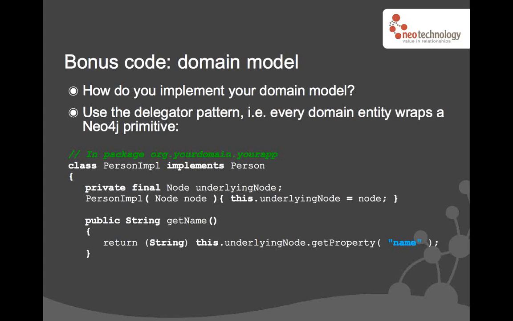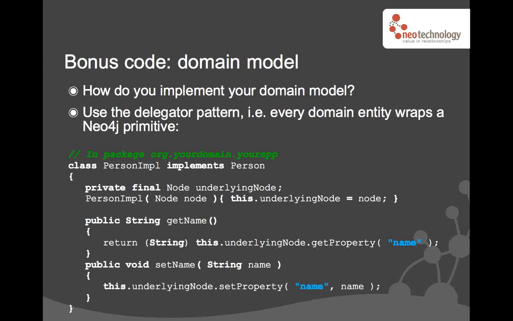this.name if this was using Hibernate. Instead, it actually delegates to the underlying node, and it gets the property called name out of that. It casts it to a string and passes it out of the person implementation. And setName works the same way, except it's going to use the setProperty method.